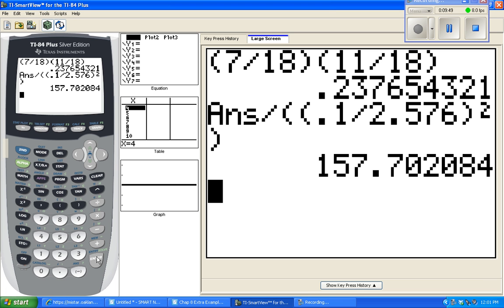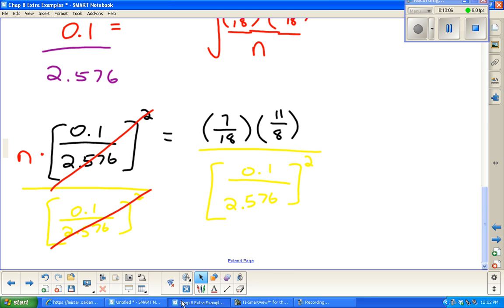n would need to be 157.7. If n was 157.7, our margin of error would be exactly 0.1. Now again, we're not going to probably sample 0.7 of a roll of toilet paper, so we're going to round up. Even if it was 157.1, we're going to round up. So we're going to say n needs to be at least 158 rolls of toilet paper.